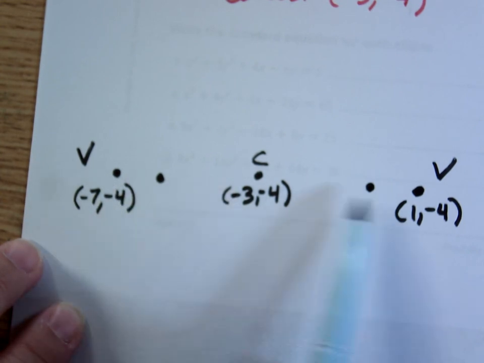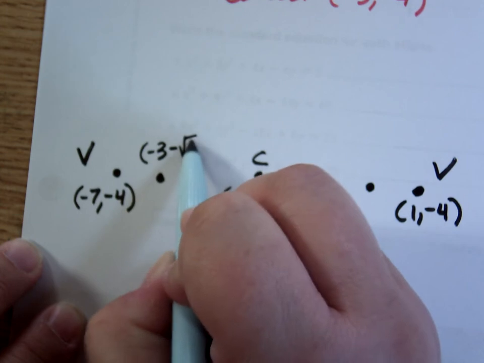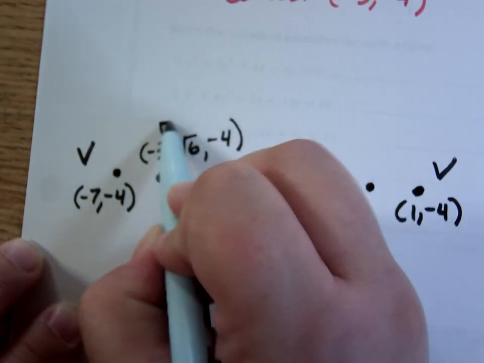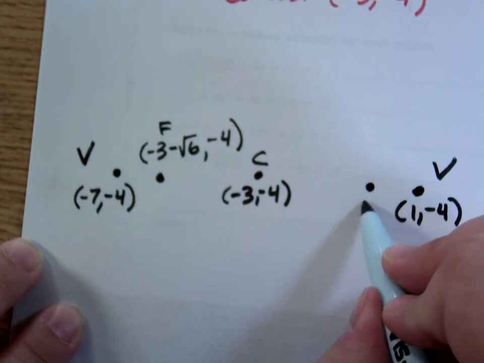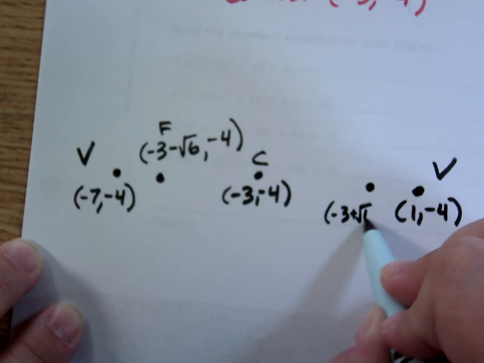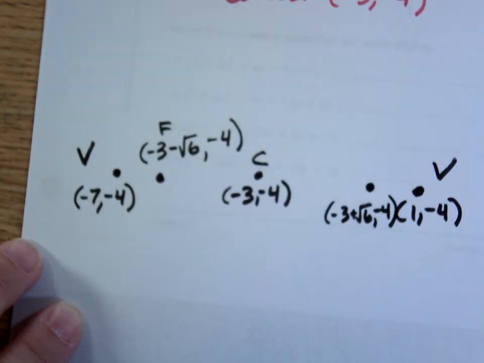And sorry, these are not quite lined up perfectly. But -3 minus square root of 6, and the y value doesn't change, and -3 plus square root of 6, and the y value doesn't change. So those are my foci.